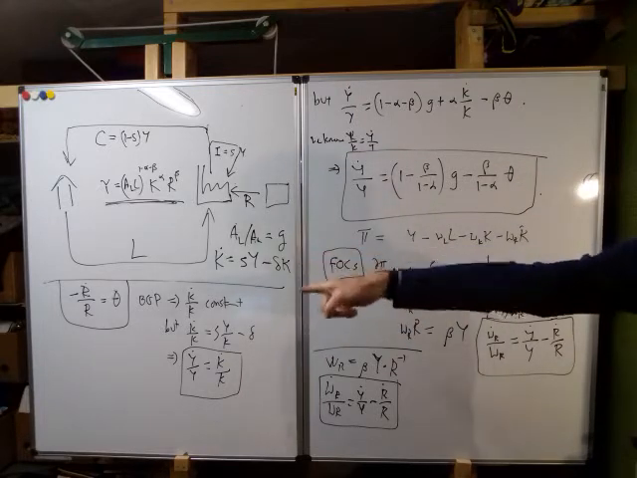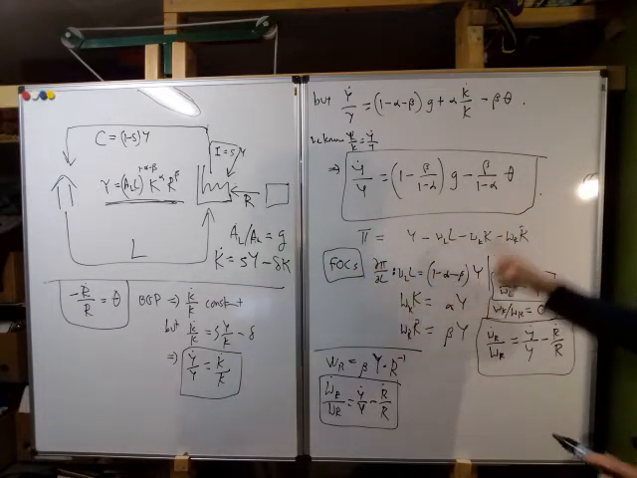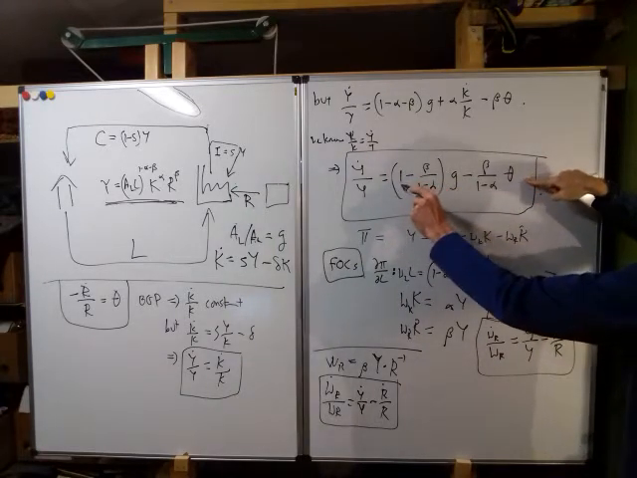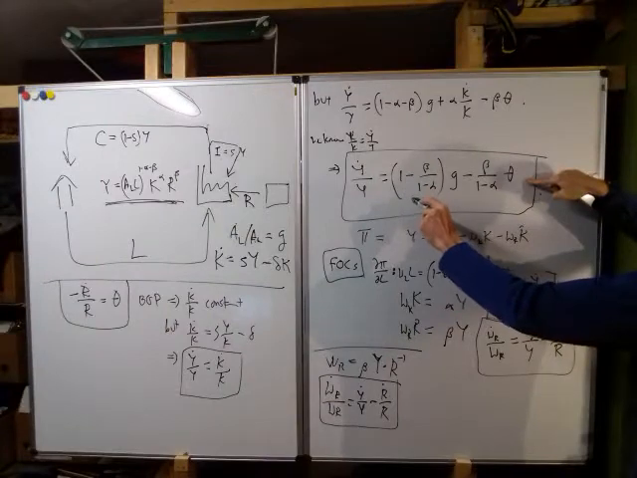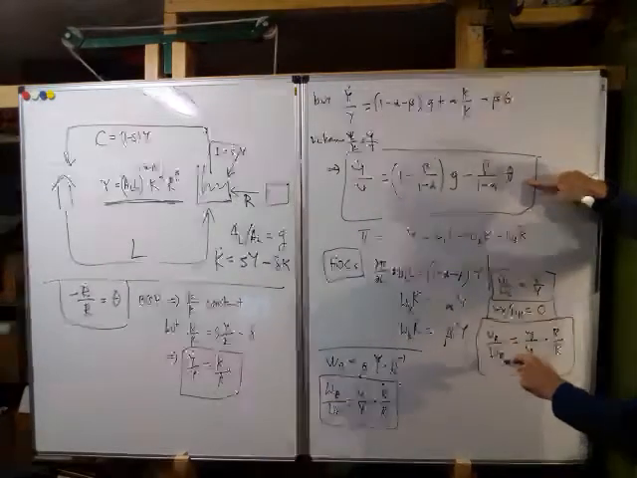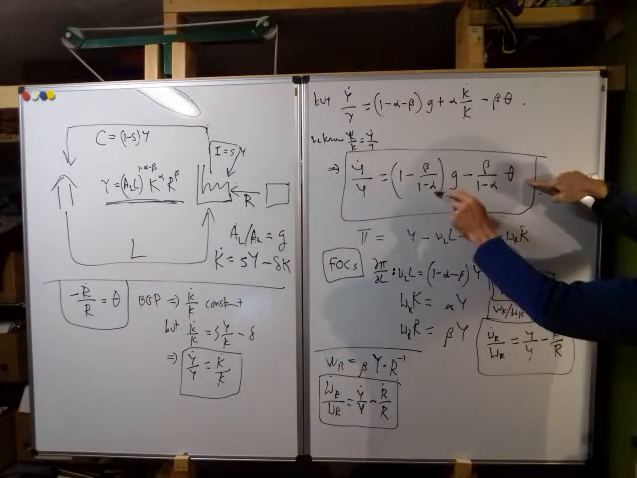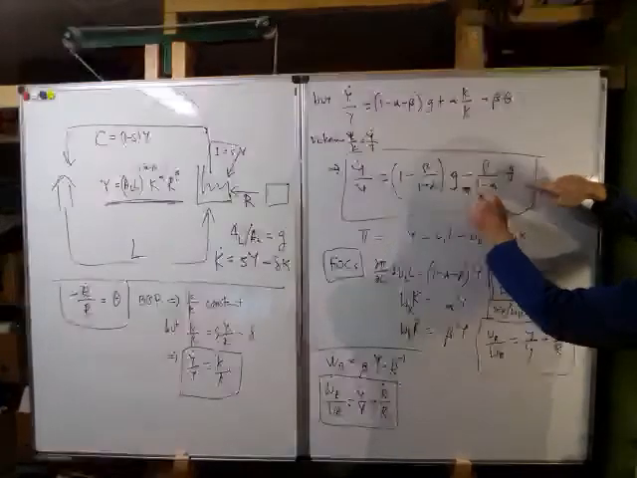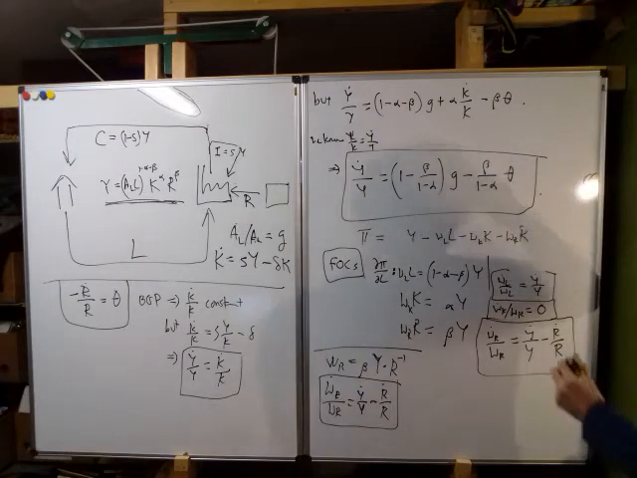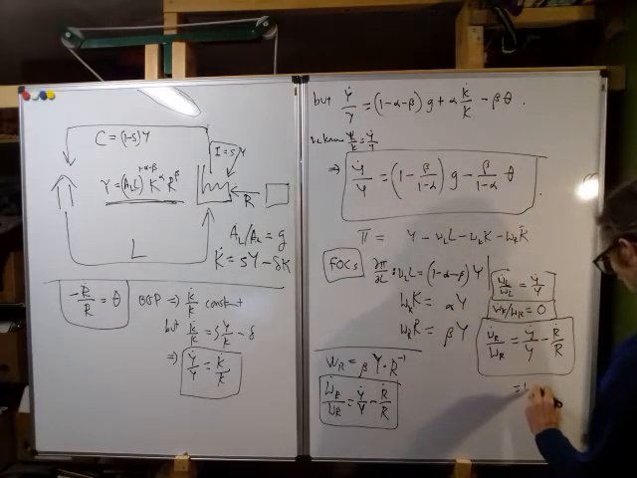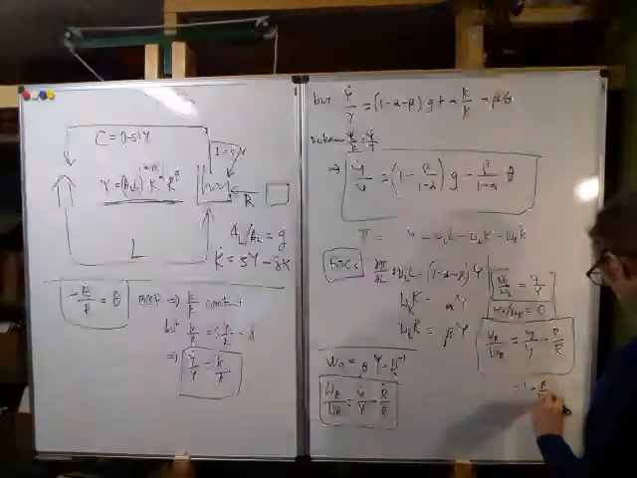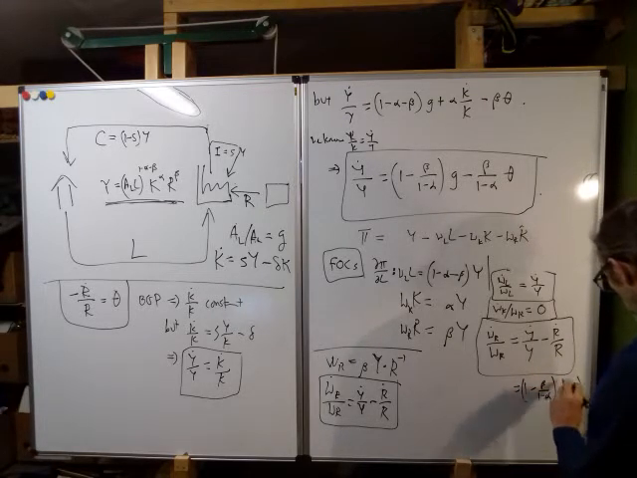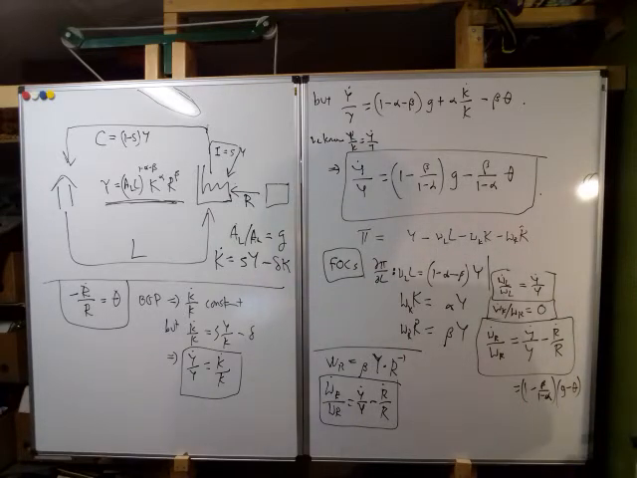Sorry, R dot over R is minus theta, so minus R dot over R is theta, so this is plus theta. So we end up with WR dot over WR is 1 minus beta over 1 minus alpha times g plus theta, don't we? I think. Don't quote me on that. I think that's right.